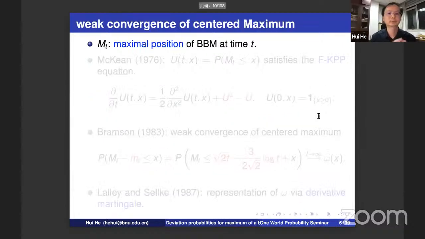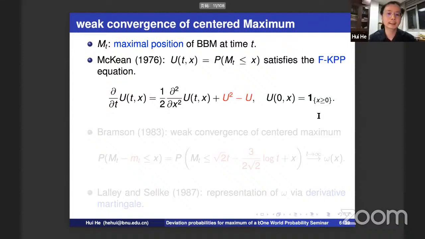And then there's a deep connection between this M_t and a PDE, due to McKean in 1976. He considered the following space-time function, that's the probability that the maximum is less than x. And he showed that this space-time function defined in this way satisfies the following nonlinear PDE. Okay, this is a nonlinear PDE, and you have a nonlinear term here, u squared.